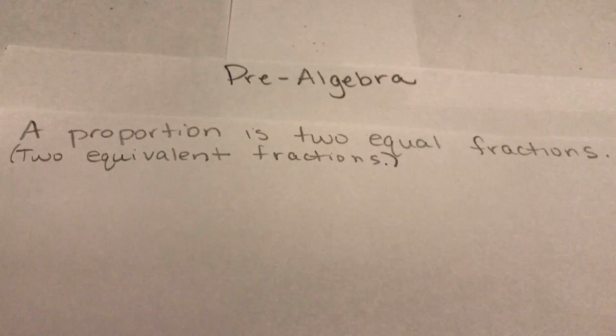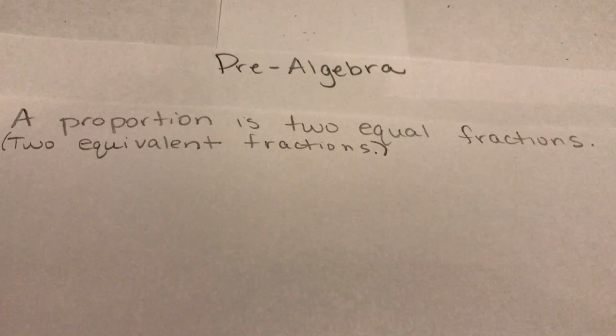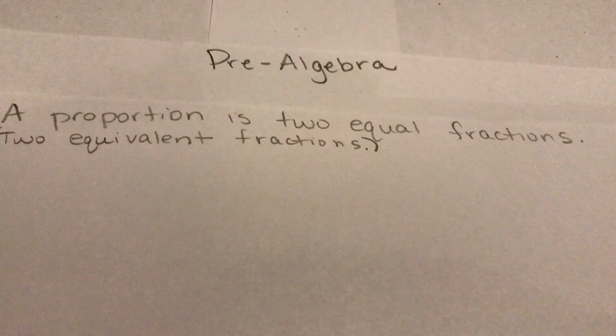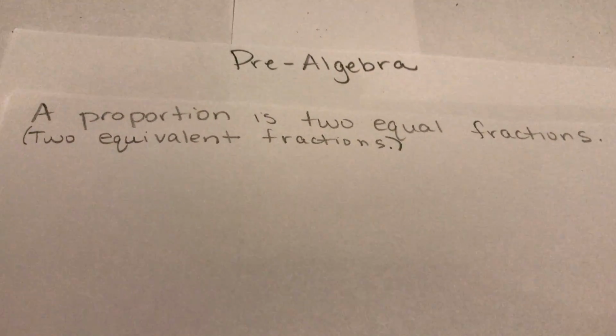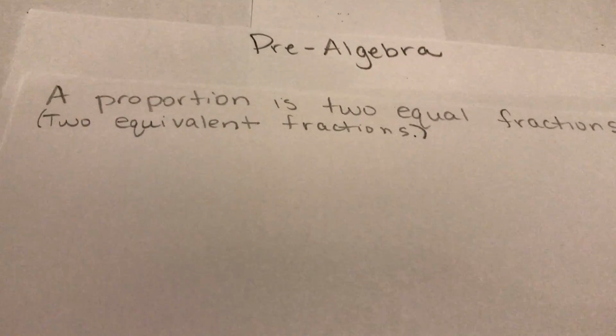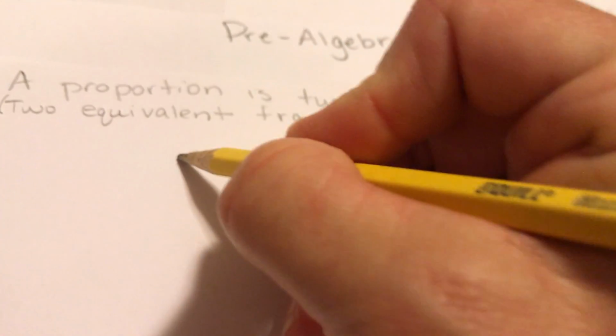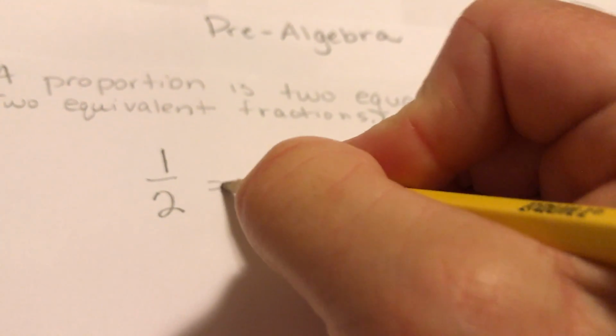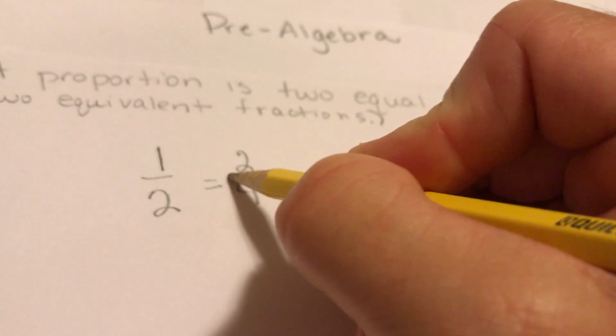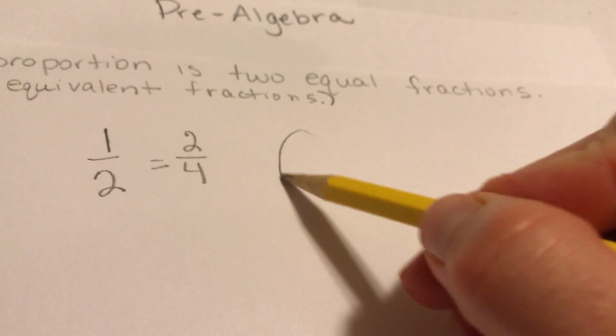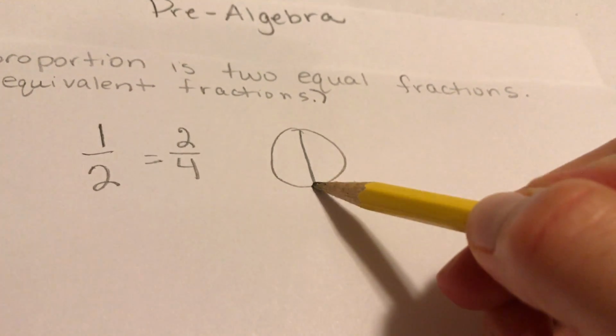In this pre-algebra video, we're going to talk about the fact that a proportion is two equal fractions. Another way to say that would be two equivalent fractions. For example, 1/2 and 2/4 are equal in value. I can show you that on a picture right here.